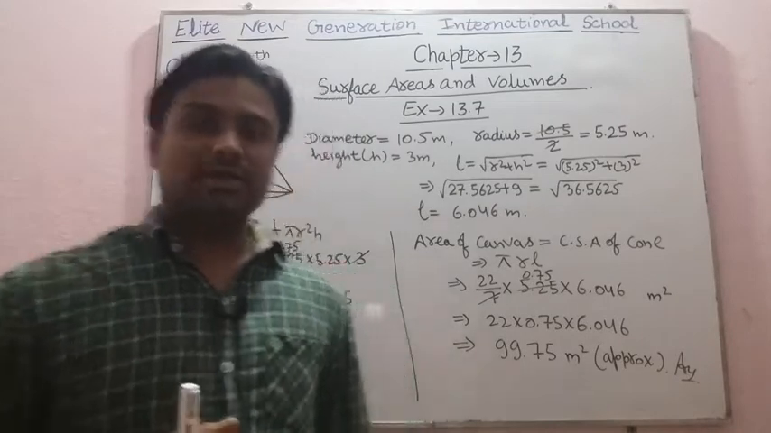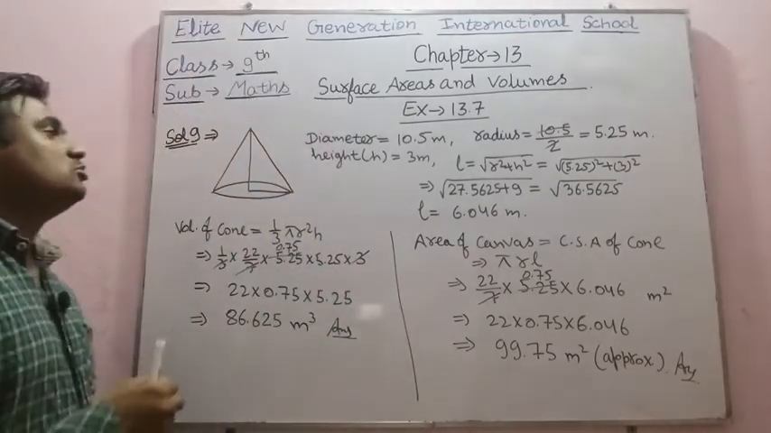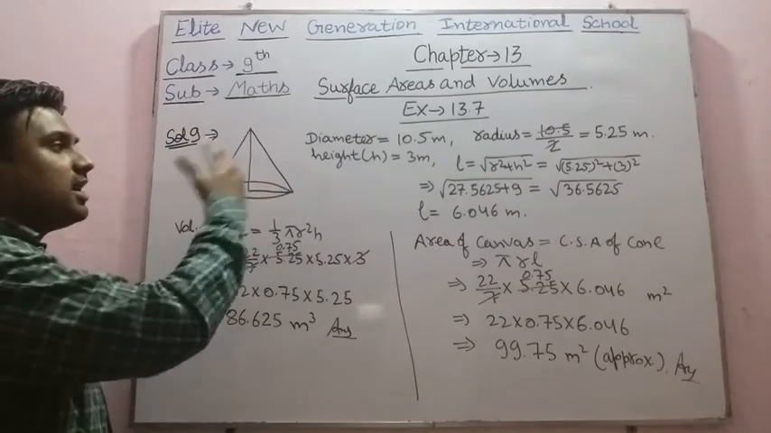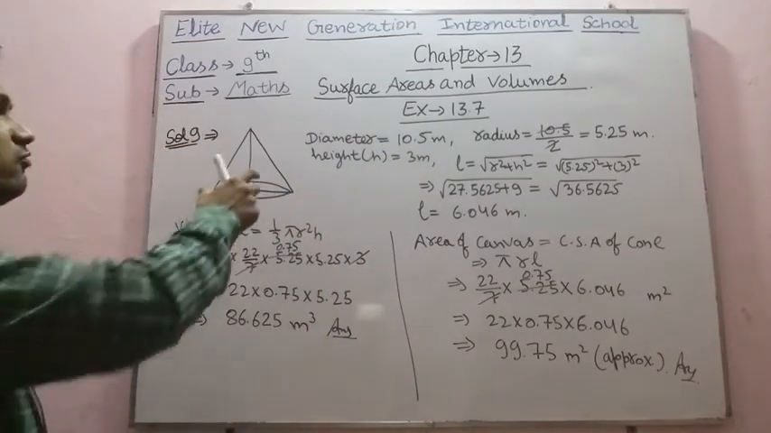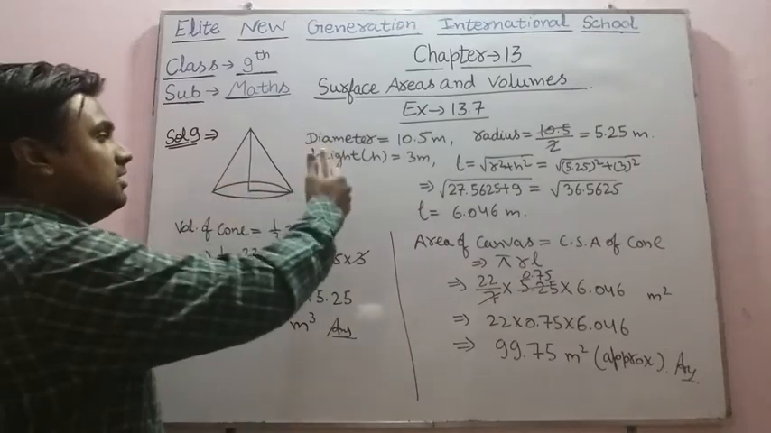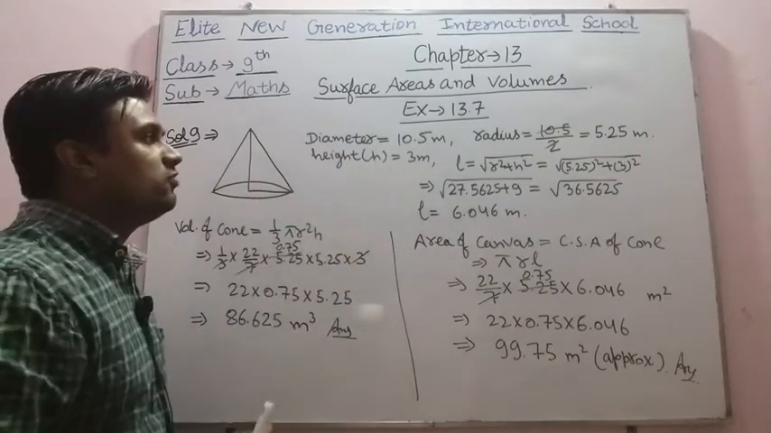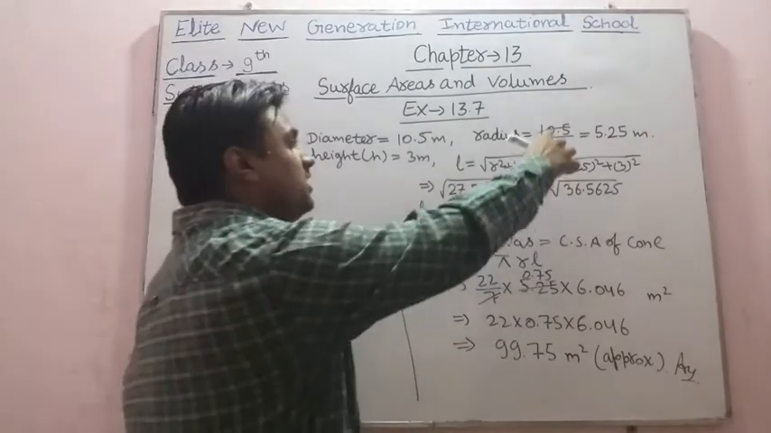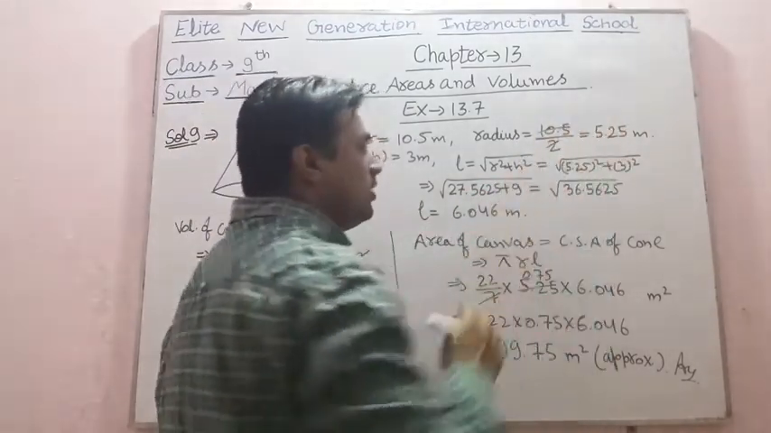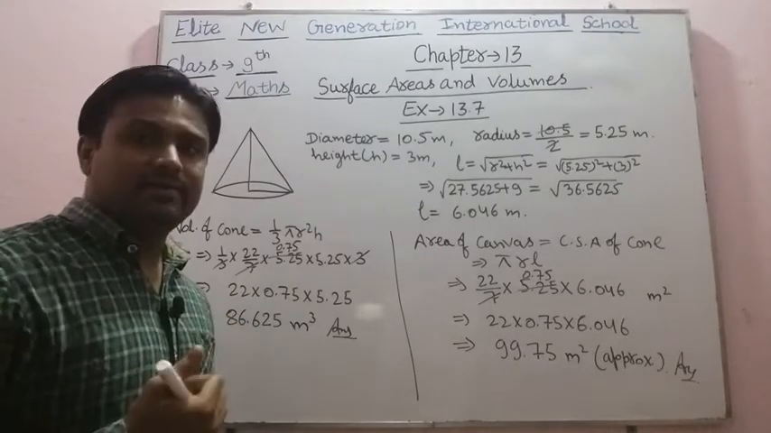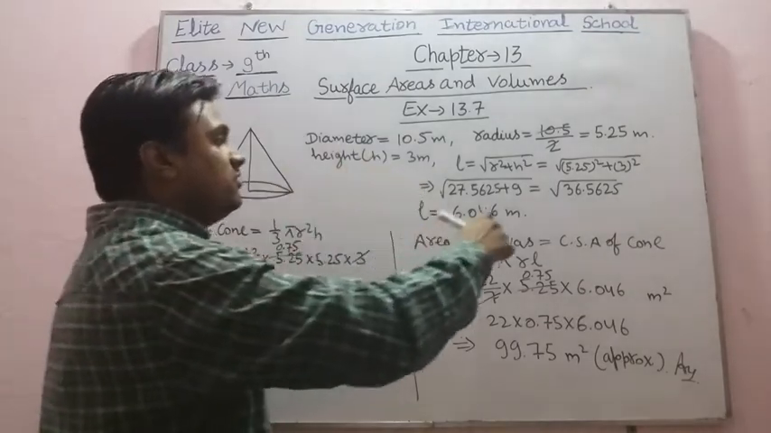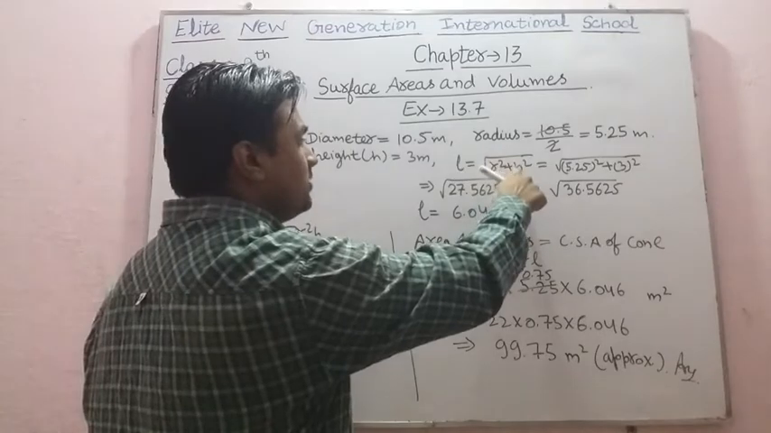So in the first case we will have to find its volume. We have a heap whose diameter is equal to 10.5 meter. This heap is in the form of a cone. Here height is given as 3 meter. So we can find its radius. Radius will be 10.5 upon 2, that is 5.25 meter. Now first of all we will find its slant height. Slant height will be given by the formula under root r square plus h square.